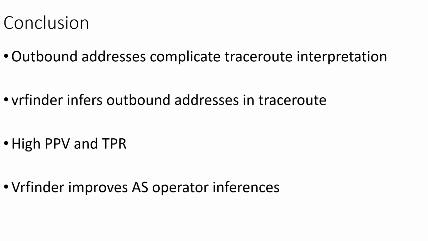So to wrap up, I discussed that outbound addresses appear in traceroute and that they can complicate traceroute interpretation and analysis. We created vrfinder to infer outbound addresses in traceroute using back-to-back addresses from the same subnet. We validated vrfinder against ground truth from Internet2 and REANS with high positive predictive value and true positive rate. And we used vrfinder to improve bdrmapIT's AS operator inferences for outbound addresses.